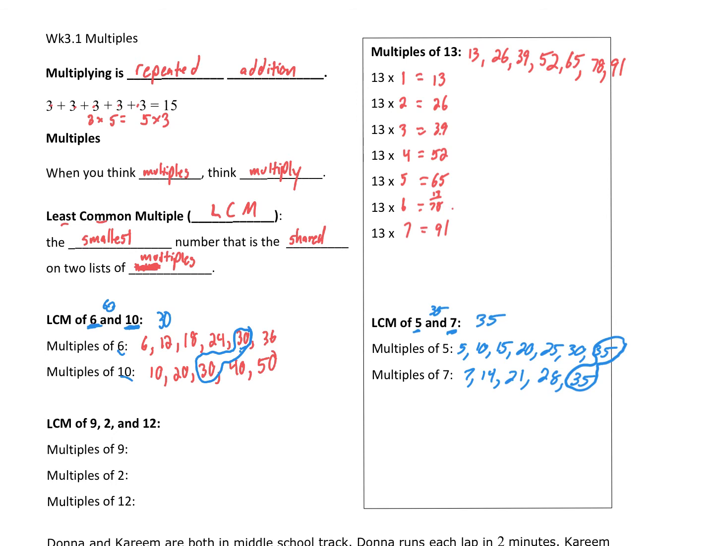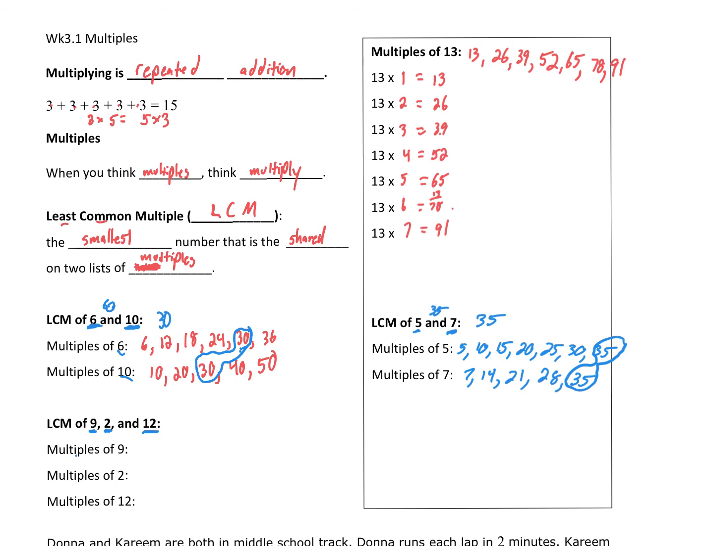Okay, let's do a least common multiple of 3 numbers now. We have the numbers 9, 2, and 12. Yes, we could multiply them together. 9 times 12 is 108, times 2 is 216. Well, we sure should find one smaller than that.